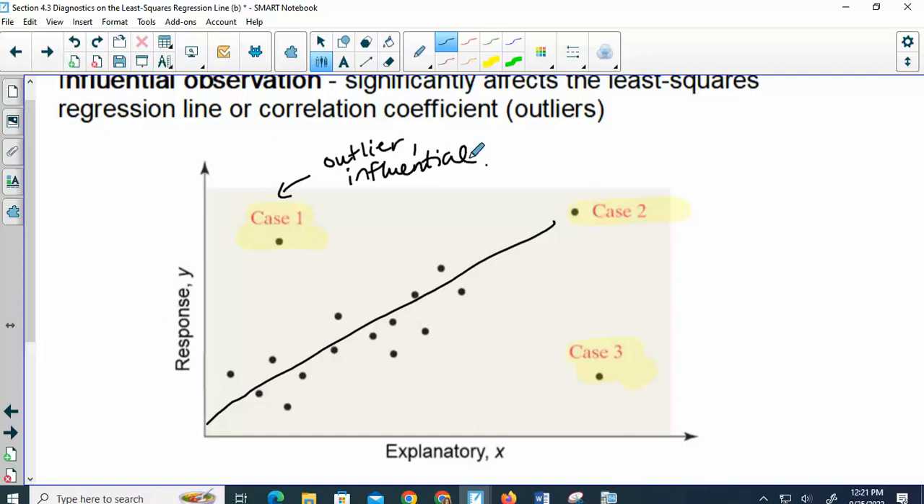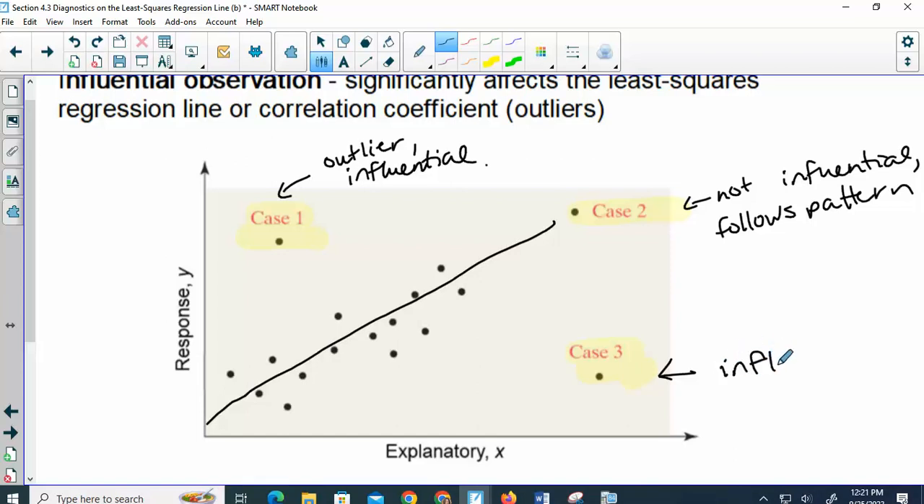What about the second one? It's an outlier. Would it be influential? No. It follows the same pattern. If we continue our line, we're basically going to hit that anyway, so it really wouldn't change our line much. What about case 3? Yes, this would be influential for sure. It would bring our line down quite a bit. So all of these are outliers, but some outliers will affect our data more than others.